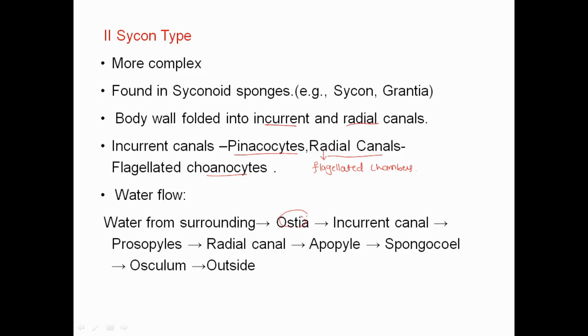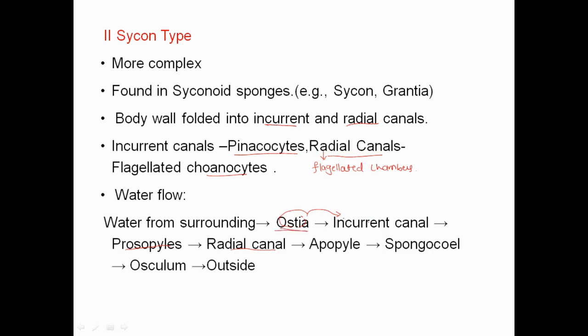Through the ostia, the water will enter the incurrent canals. Now, from these incurrent canals, the water will enter the radial canal through the pores which are called the prosopyles. Remember, water from the surrounding enters the incurrent canals through the minute pores, the ostia.